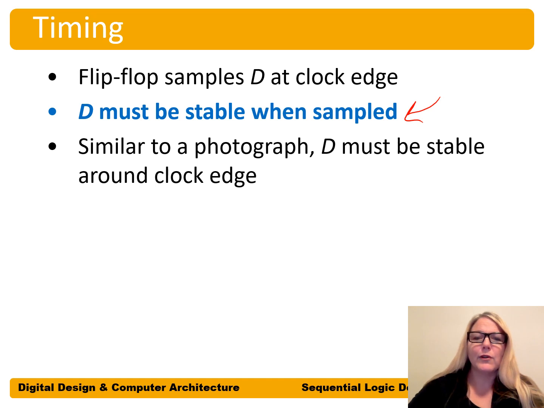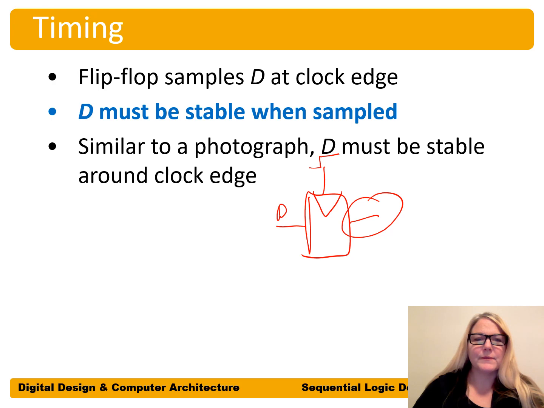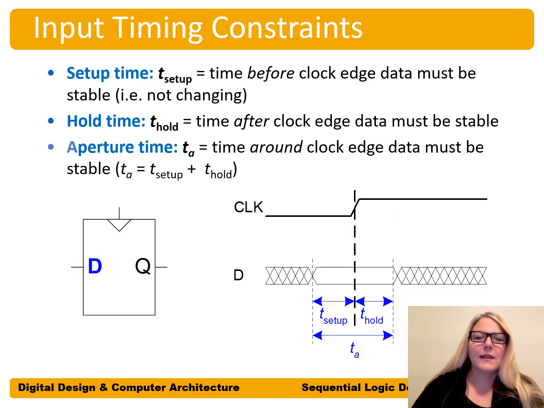So it's similar to a photograph, right? If we have our flip-flop, this input, when we sample it, when we get this clock edge, this input D better be stable. Otherwise, we're going to get a blurry or bad output. And so these constraints on our flip-flop, we can divide them into input timing constraints and output timing constraints.